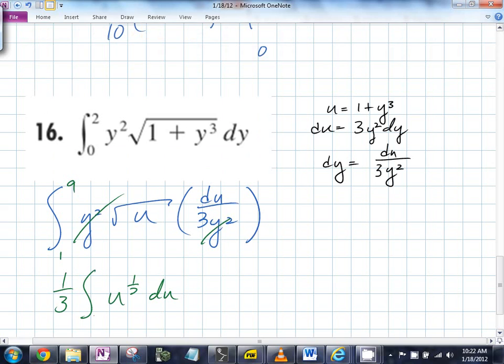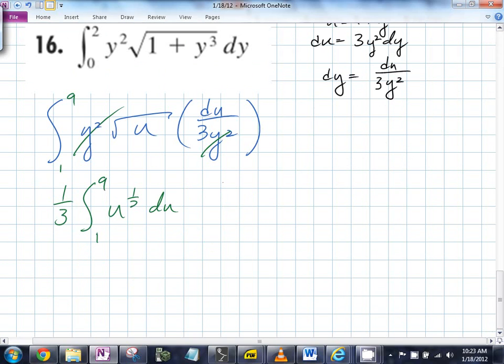Plug in 0, what do you get? 1. Plug in 2, what do you get? 9. That's it. Okay. Really simple step that gets missed all the time. So you get 1/3 times the square root of 9 minus the square root of 1. So that's going to be 2/3. All done. Yay, exciting, huh?